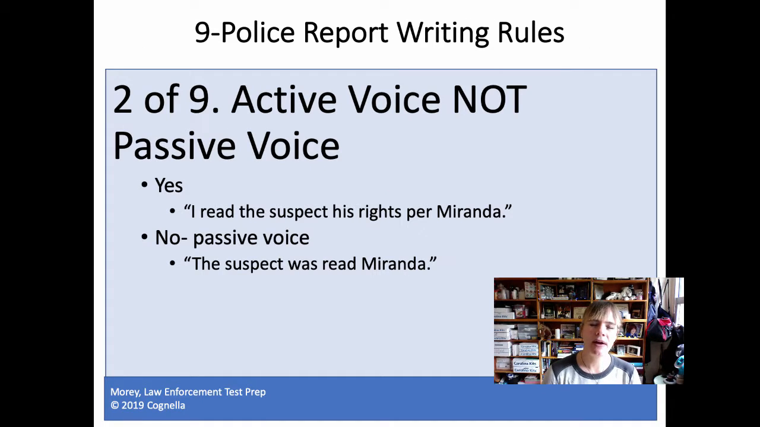Okay, next of the 9 report writing rules. Number 2, active voice, not passive voice. You want to say, I read the suspect his rights per Miranda, not, the suspect was read Miranda.